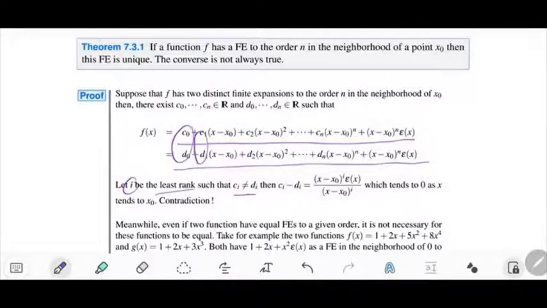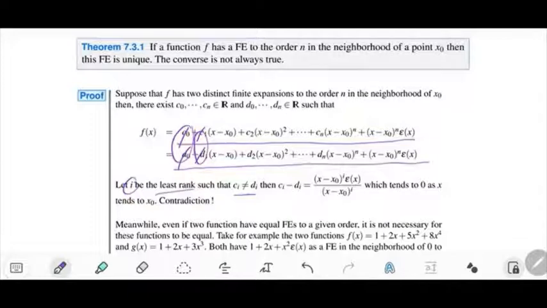Then if we calculate the difference between the two expansions, all the terms that are equal will vanish, and you will be left with the term ci minus di, which will be equal to the difference between the remainders and the higher terms divided by (x minus x0) to the power i, multiplied by ci minus di.